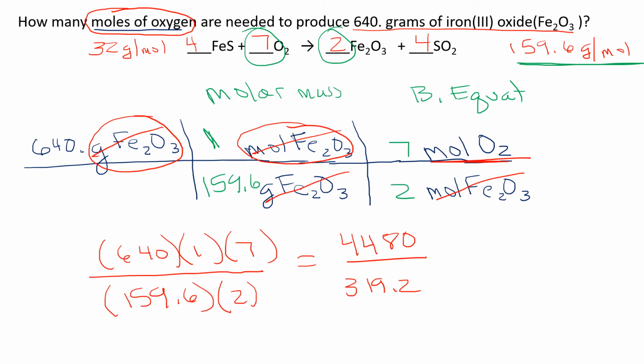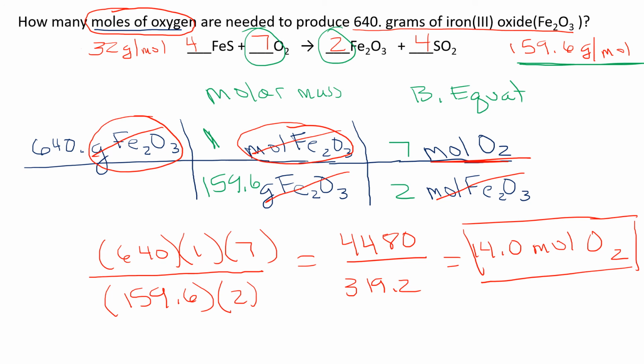So we're going to simplify that into a whole number. Do the division. Since we have 3 significant figures there, we're going to round to 3 significant figures. We would have 14.0 moles of oxygen. So hopefully that helps.